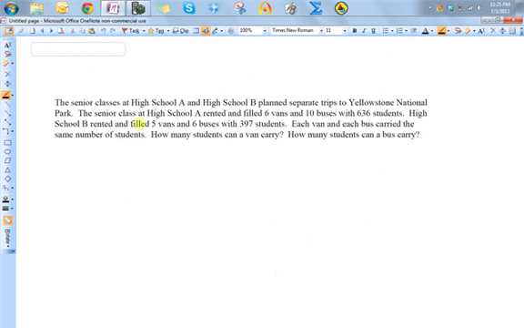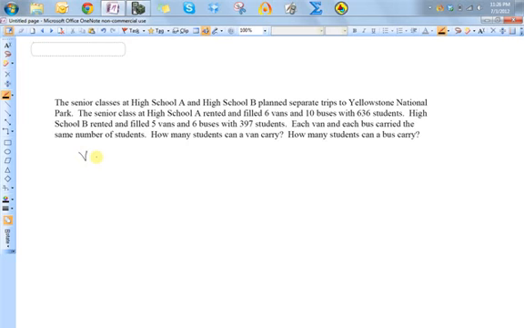Okay, here we have two schools that have rented buses and vans. The first school rented 6 vans and 10 buses, and they had a total of 636 students. The second one had 5 vans and 6 buses, and they had a total of 397 students. So we're assuming that the buses and vans are completely filled, and we want to figure out how many students fit in the vans and how many students fit in the buses.